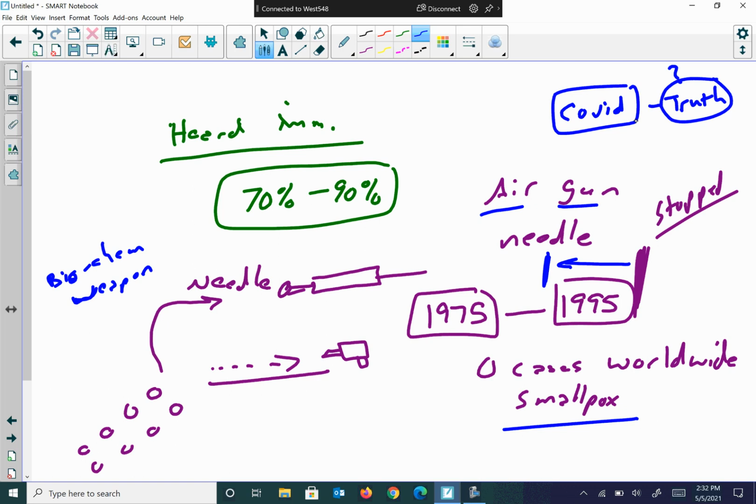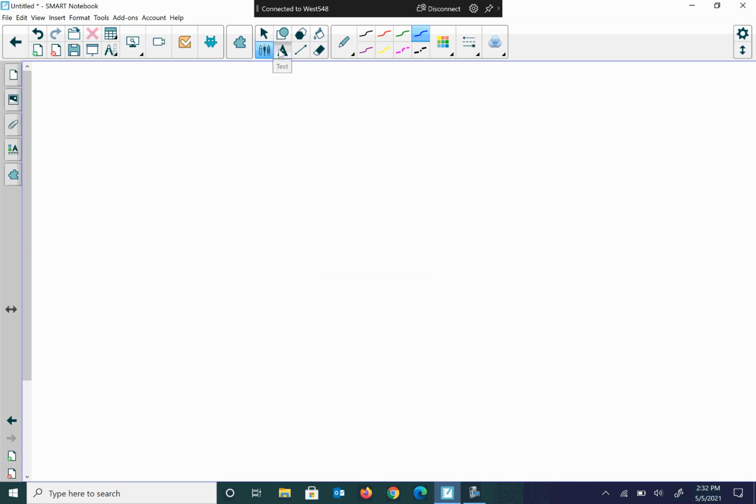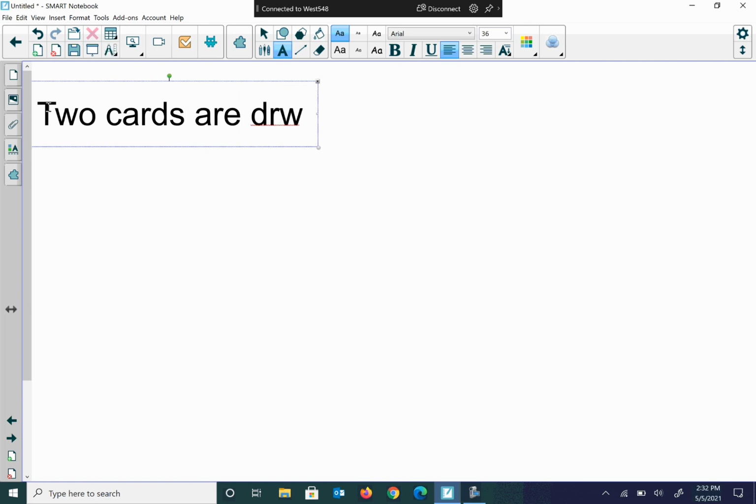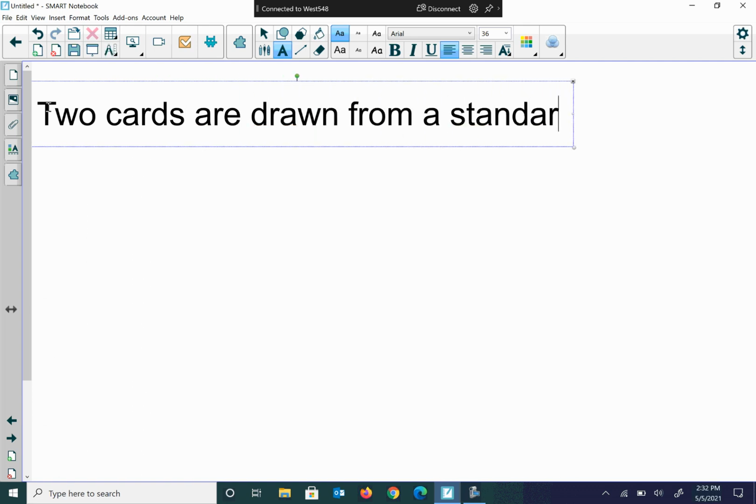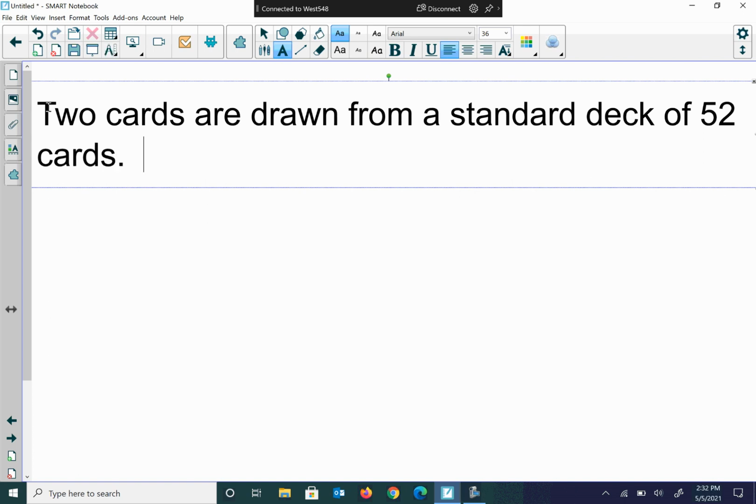Okay, so let's see. I'm trying to look for an example that would be a fun one for us to play with. All right, so this is going to be another tree diagram problem for you to fiddle with. And we'll put it in the book.